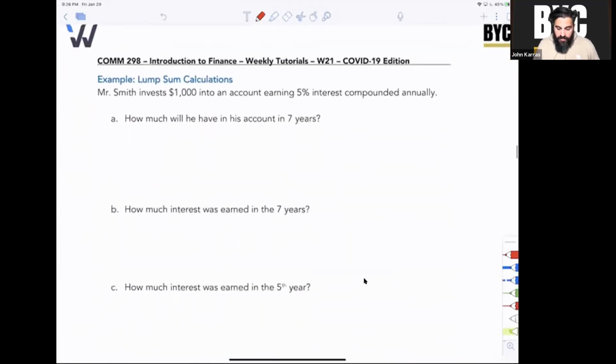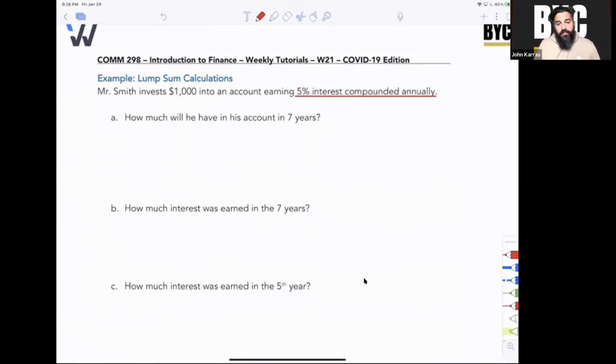So it says here, Mr. Smith invests $1,000 into an account earning 5% interest compounded annually. The first thing to look at is always the interest rate. When you're compounding annually, it's the only time that the effective rate and the nominal rate are the same. You're compounding once per year, and 5% is truly 5%. So for the purpose of this question, our interest rate is 5%. How much will he have in his account in 7 years?